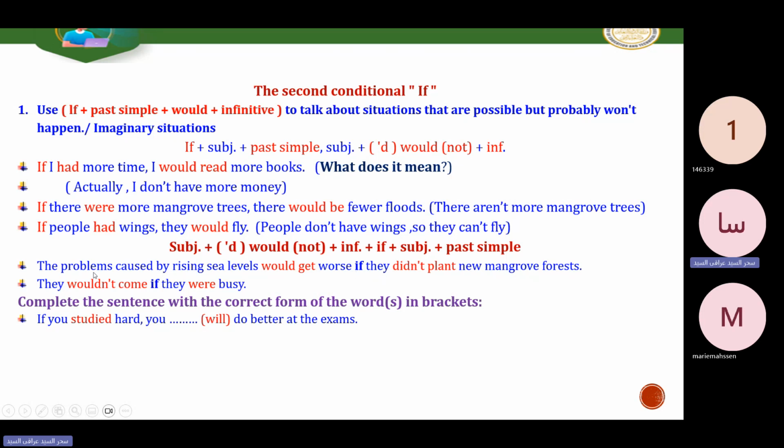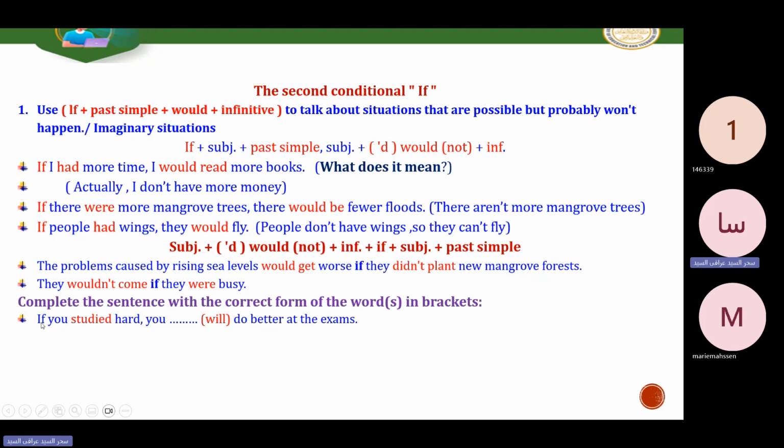Look at this one. They wouldn't come if they were busy. So I used "if" followed by past simple, and in the second sentence "would" plus the infinitive to talk about something that cannot happen in the present or in the future, an imaginary situation. So hard to happen.